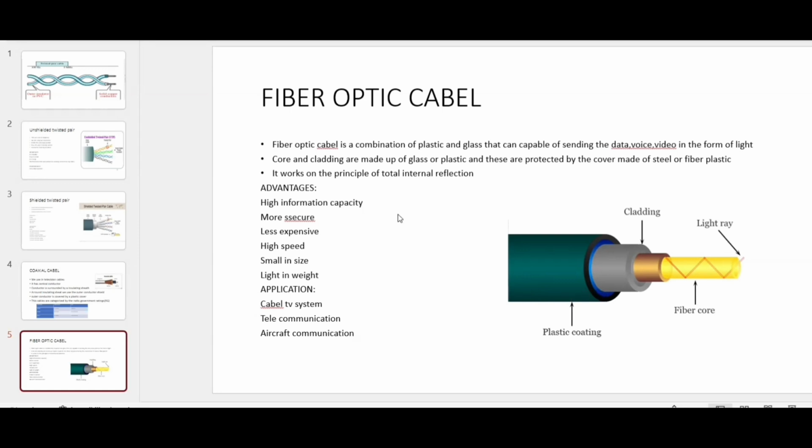Some of the advantages of the fiber optic cable as compared to the earlier cables: weightless, cost is also less, and small in size. There is no chance of electric shock, and bandwidth is more.